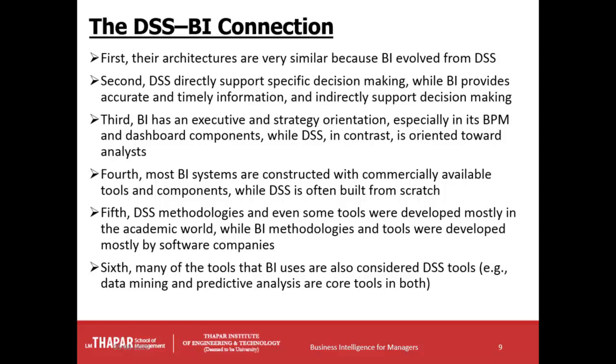Thirdly, business intelligence has an executive and strategic orientation. We have already discussed this, especially in its BPM and dashboard components, while DSS in contrast is oriented towards analysts. So the work of a DSS stops as far as analysts are concerned, be it business analysts or data analysts, whereas BI has an orientation from a strategic point of view.